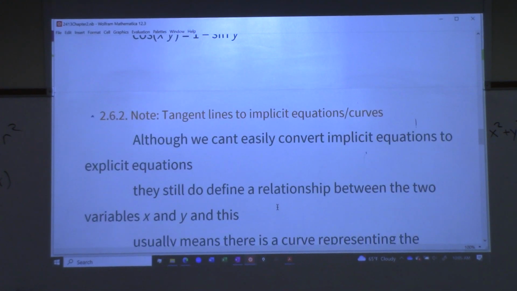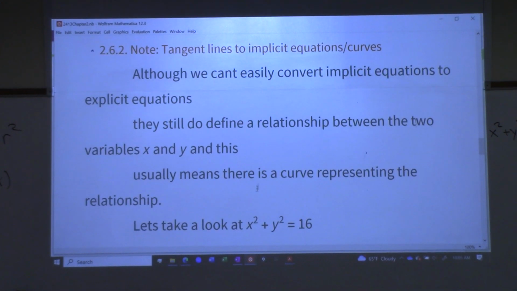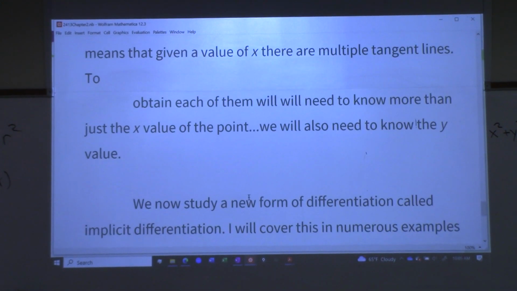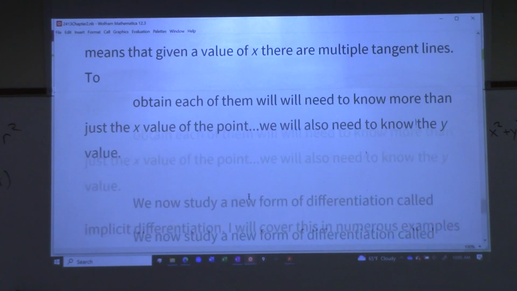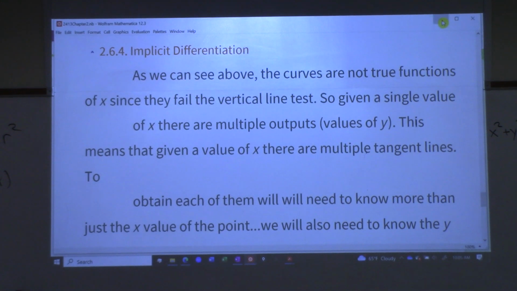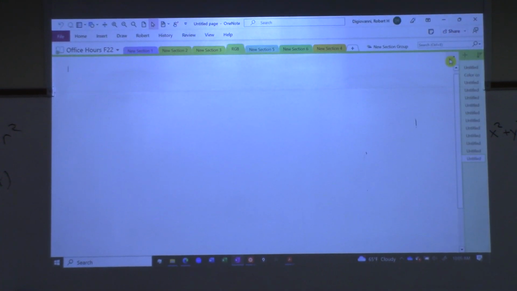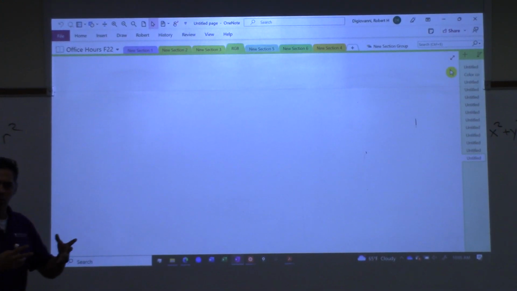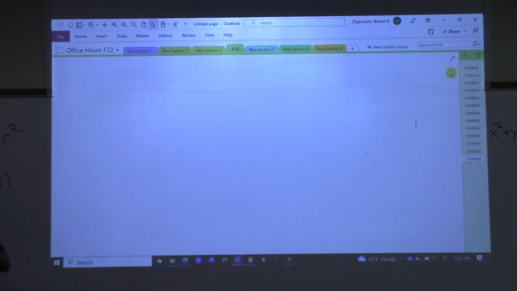So here we go. The best way to learn implicit differentiation is by example. I can sit here and try and tell you theoretically what we're doing, like give you steps, but it's kind of like the chain rule. You've got to see examples, and then you start to pick up on it. All right.